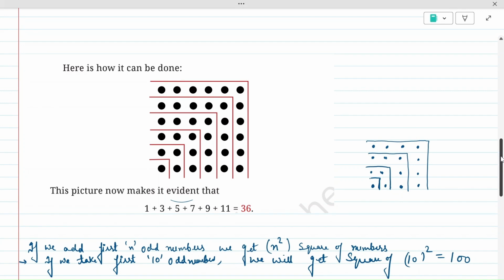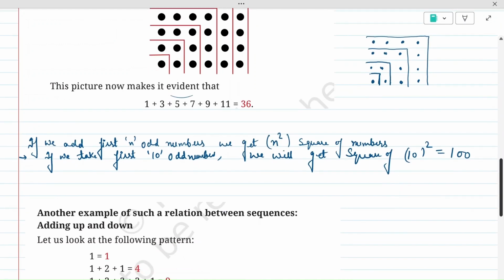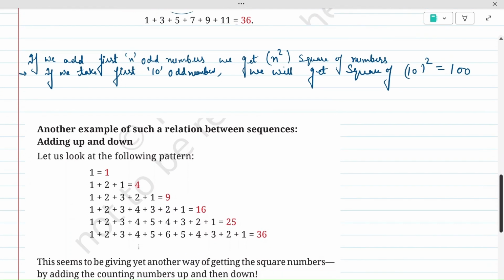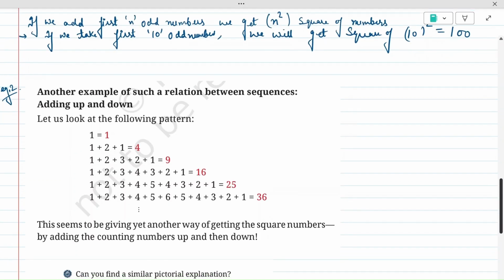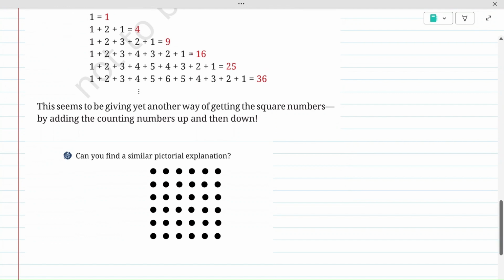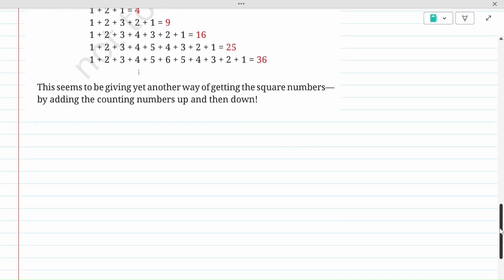Okay. Next is another sequence. So we have another sequence here. The first example is clear. This is example number 2 we are taking. And here we will see another example of such a relation between sequences, adding up and down. So here what we are doing is we are adding up and we are adding down also. How this has to be done, we will see.